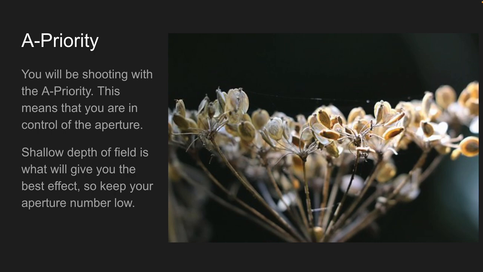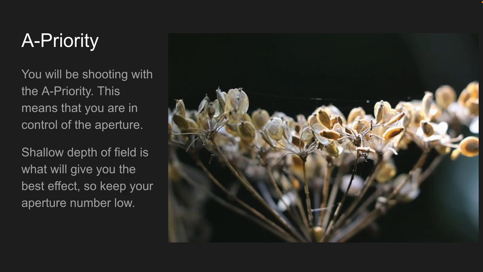When you're taking your pictures, you're going to be using A priority, meaning aperture priority. You'll have complete control of the aperture, and then the camera will figure out the shutter speed for you so that way you have the correct exposure. By controlling the aperture, you're able to really utilize shallow depth of field to give you the best effect. So the trick for this is keeping your aperture number low. So f4, 5.6, those will be your go-tos.